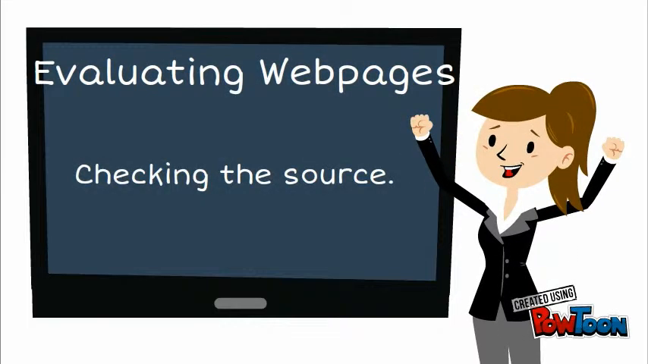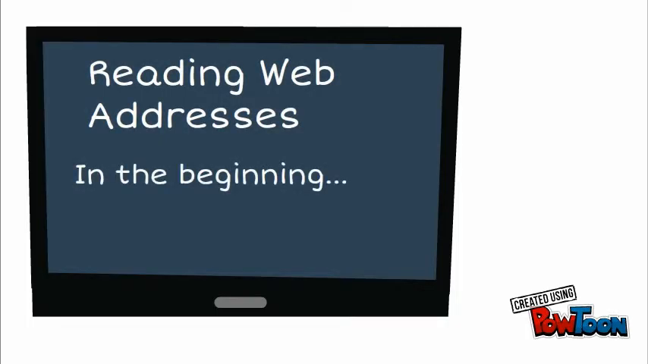You can find anything on the web, from silly sites and hoaxes to academic journals and full-text documents. How can you sort it all out? First, you need to know how to read a web address.